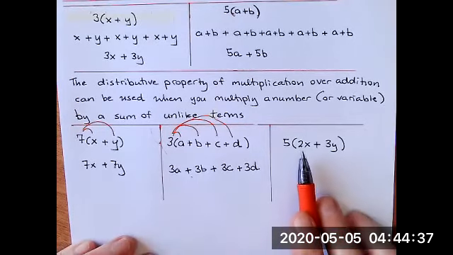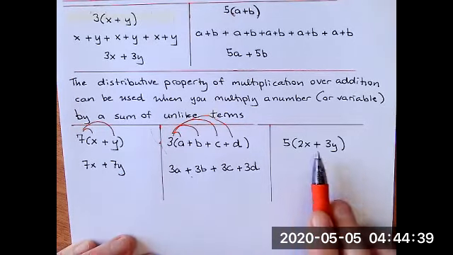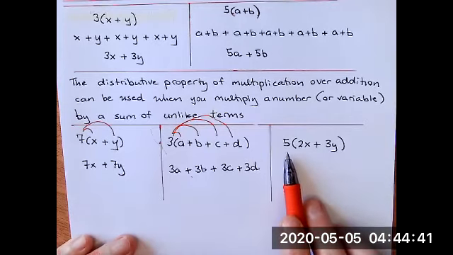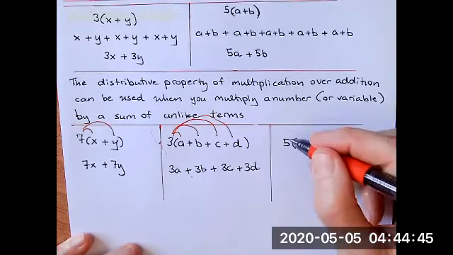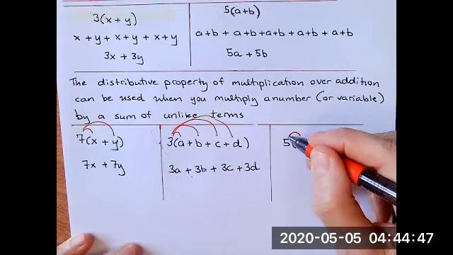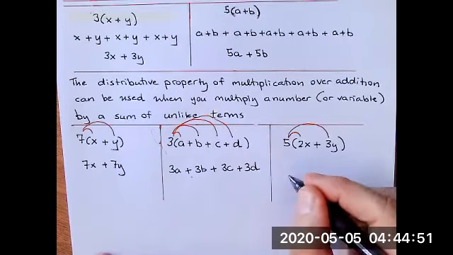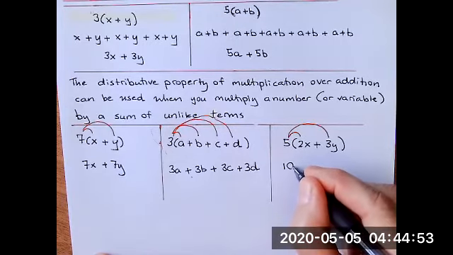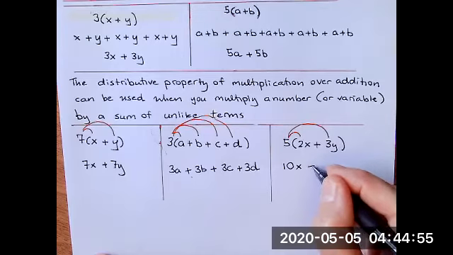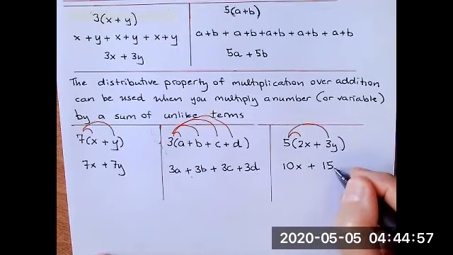What do you do if the unlike terms have coefficients? Well, you simply multiply everyone by 5. So 5 times 2x plus 5 times 3y gives you 10x and 15y.